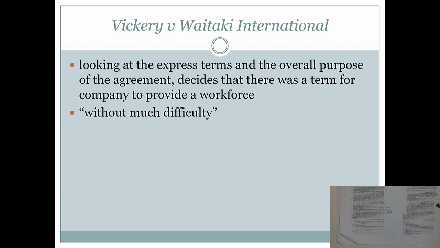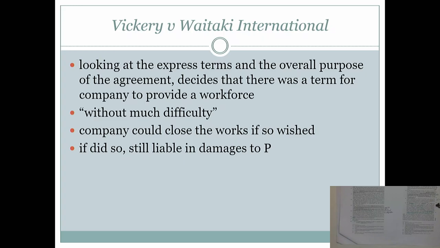Now again, they made it clear the company could close the works if it wished to do so, but if it did, it still was liable in damages for breach of this implied term. The implication of this term did not require them to keep the company going, no more than it requires a company to keep going just because it has employees that it has a contractual right to pay a notice period to. But the point is, if you do close down, you are liable in damages to the plaintiff. And so therefore the plaintiff won.